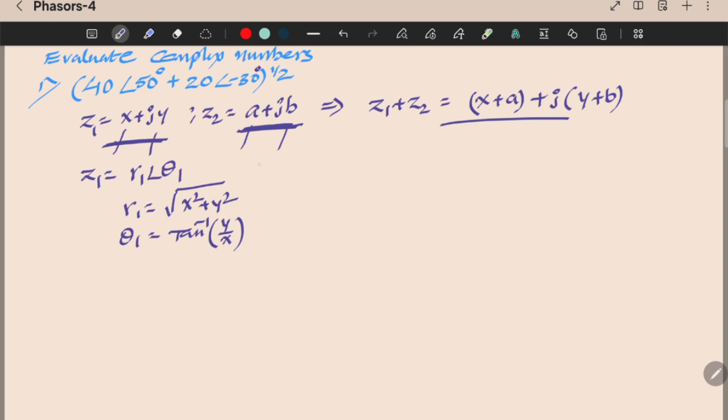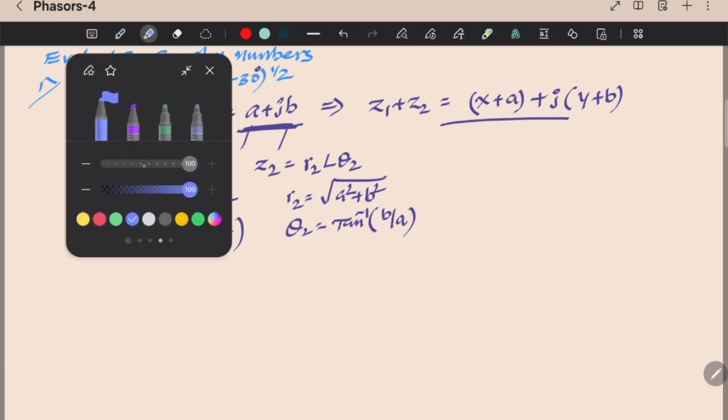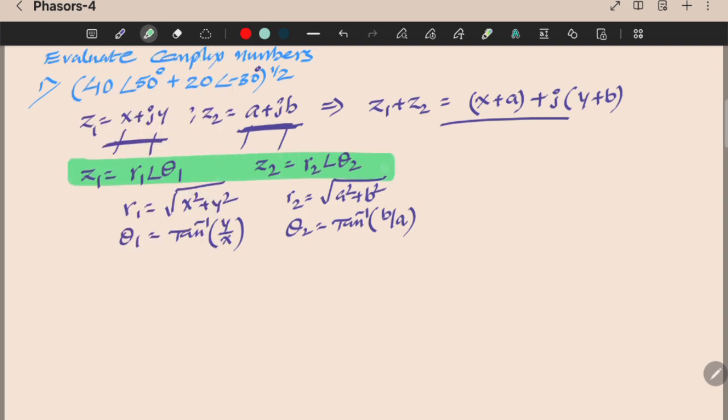Now similarly z2 also I am writing in the polar form like r2 at an angle of theta 2, and to write r2 I need to take the square root of a square plus b square, and to write theta 2 I use the formula tan inverse of imaginary part b by real part a. Now you have observed that I have taken the conversion from rectangular to polar. Similarly, we can have conversion of polar to rectangular also.